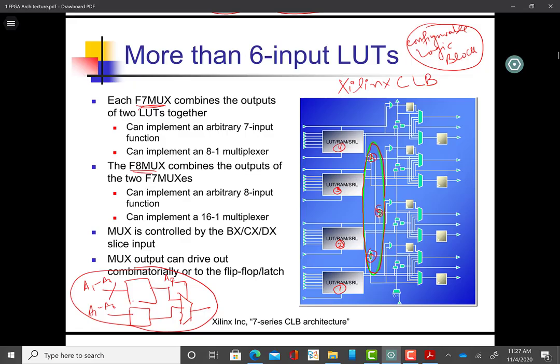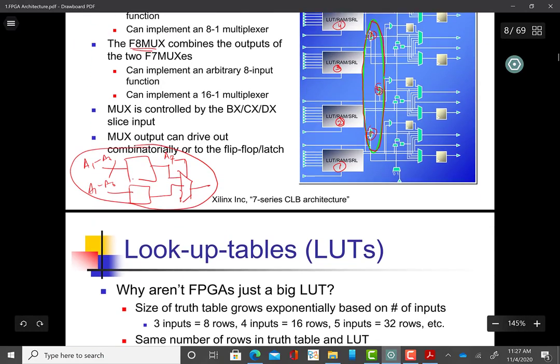That's why a CLB consists of 6 input LUTs, but if your application demands a higher number of LUT inputs, you can combine it with certain features, for example the F7 mux or the F8 mux. So you should be clear what that means.